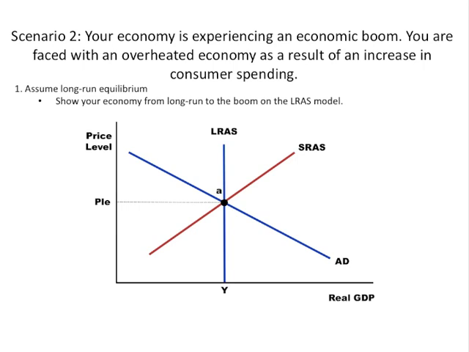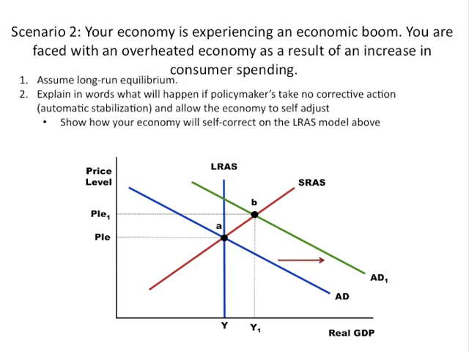Well, what I would need to do is shift my aggregate demand curve to the right. And as I shift to the right, I can see that I move from A to B along the short-run supply curve. And this increase in aggregate demand leads to a temporary increase in output as well as inflationary conditions. Again, this is an inflationary gap. Okay, so our economy is in this inflationary gap.